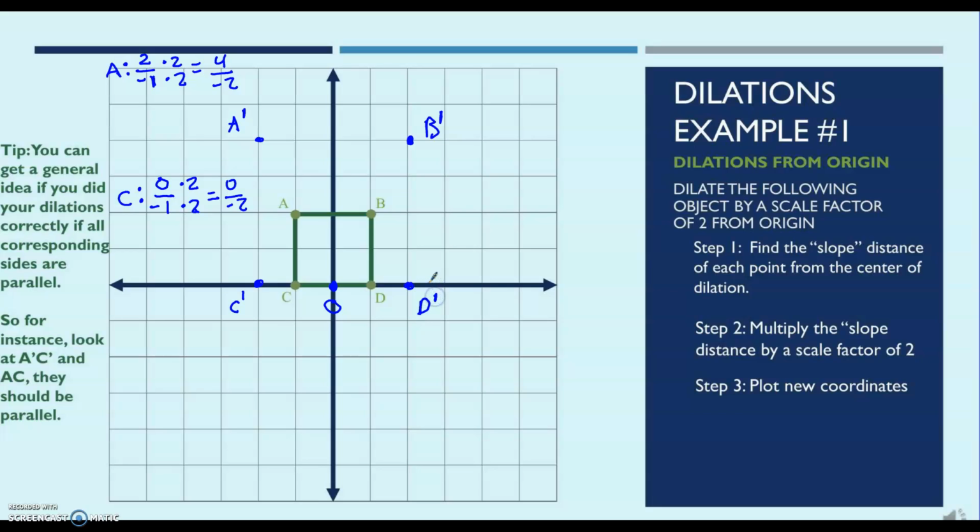All right, so I'm kind of skipping a few steps, especially the repetitive steps, because I don't want to make this video too long. And then the last thing I want to do is just simply connect my dots. All right, so now I have my image. If you take a look at AC, compare that to A prime, C prime, you'll notice that those corresponding sides are parallel. Same thing with AB and A prime, B prime. Those corresponding sides are parallel. So that's usually a good indication that you're on the right track.